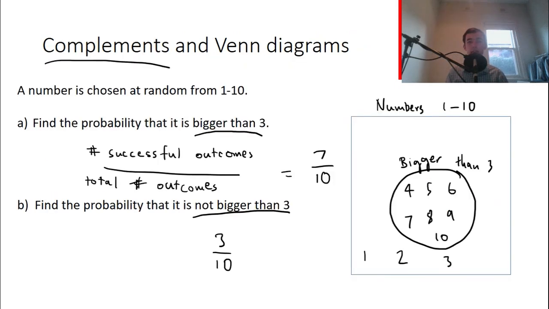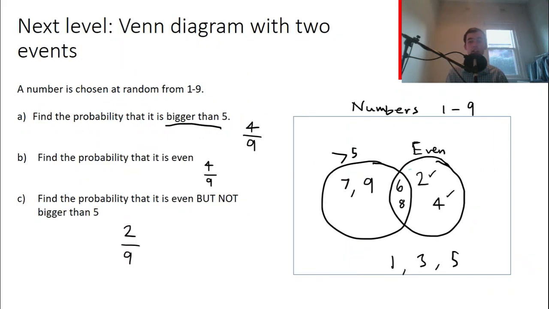Okay, the next thing we learned is complements. If I have an event called bigger than 3, these numbers are in that event, and these numbers are in the complement, which is the opposite. Then we learnt how to draw a very simple Venn diagram with only one event in it. And then we learned how to draw a more complicated Venn diagram, the normal one, with 2 events in it, with 2 circles, and you've got some outcomes that are in both events. And so we learned how to answer questions using that.